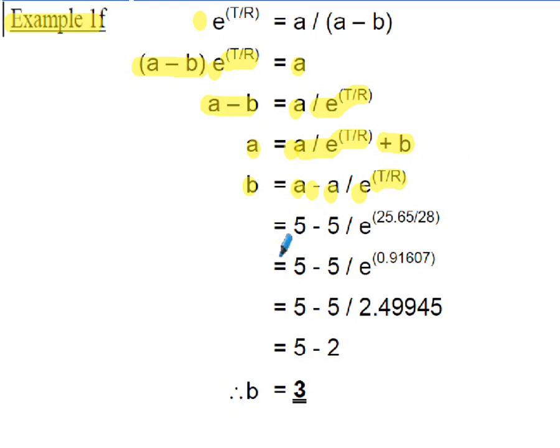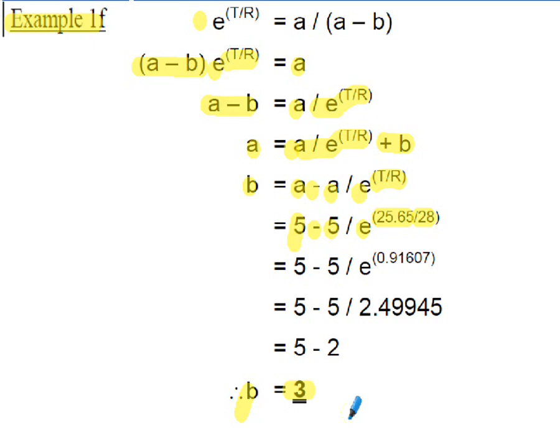Now what I do is put the numerical values into the equation. In this case a is equal to 5, so it's 5 take away 5 divided by e to the power of t, which is 25.65, divided by the r, which is 28. I'll let you work through the rest of the steps on your calculator there, and you should find that b is equal to 3.